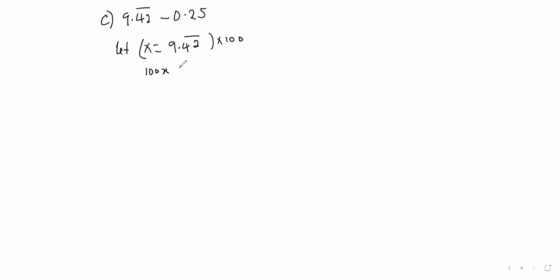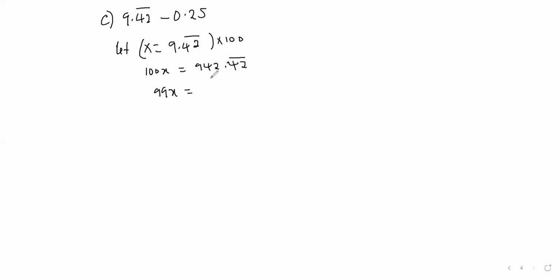Next. Okay, so since this part we've talked about, there's another one that is nice. My examples, let's call it example C, this one. 9.42 bar minus 0.25. So you first attend to the first one. Let x be 9.42 bar multiplied by 100. So we'll have 100x is equal to 942.42. Then 100x minus x, we get 99x.